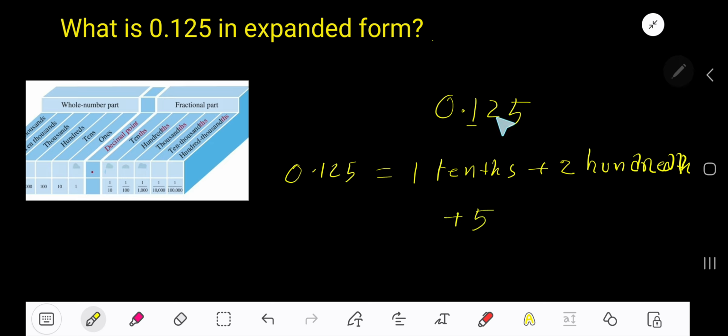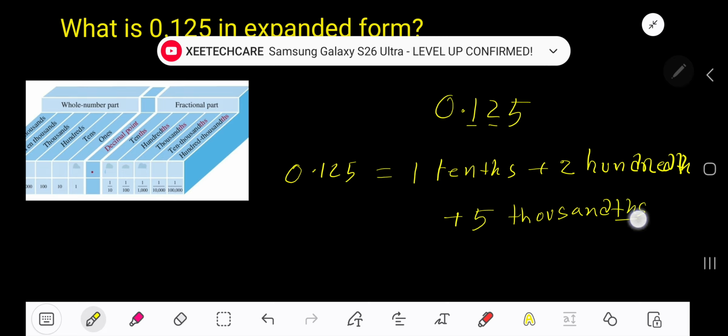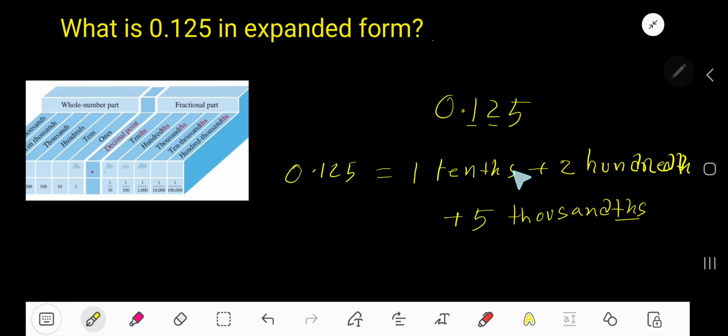So 5 is in the thousandths column. 5 thousandths. "ths" is common for all the columns after the decimal.